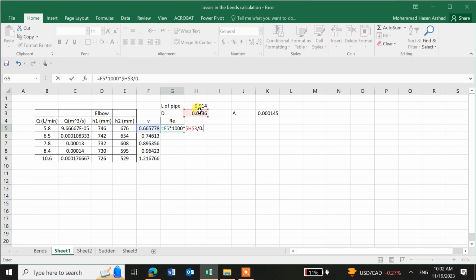Viscosity at around 20 degrees centigrade is 0.889, something like this, 0.00089. Or we can use 0.001. So this is 1 cP.